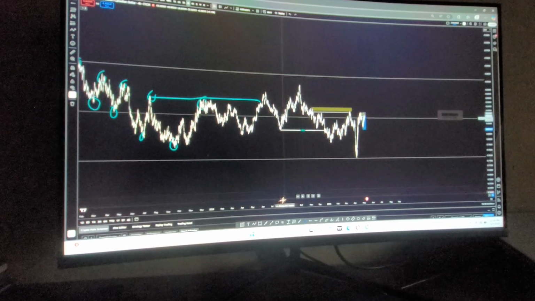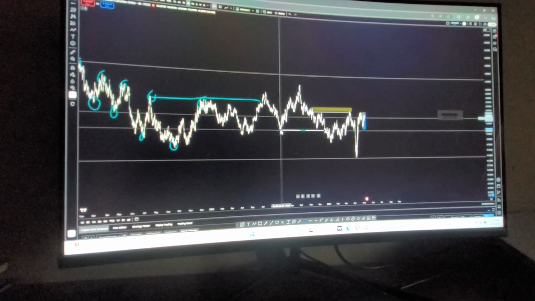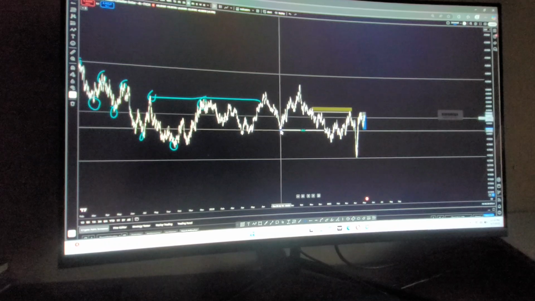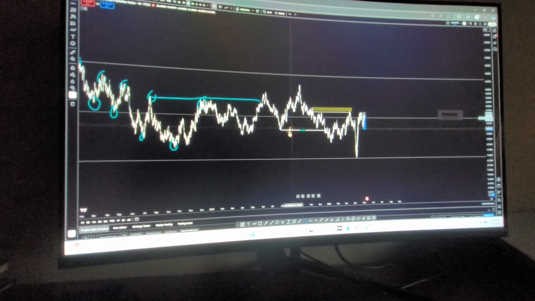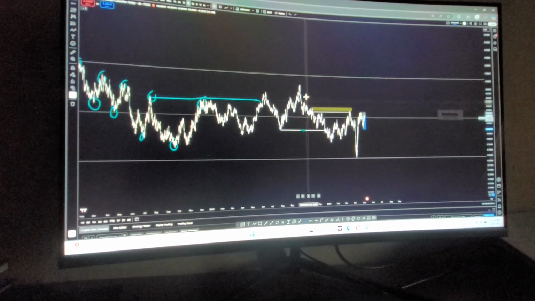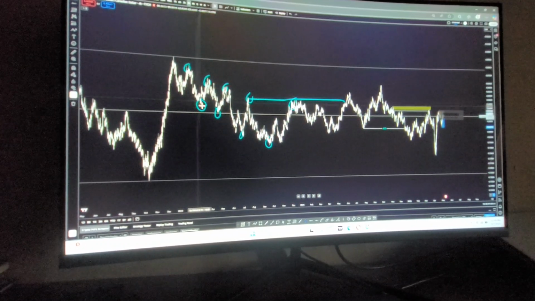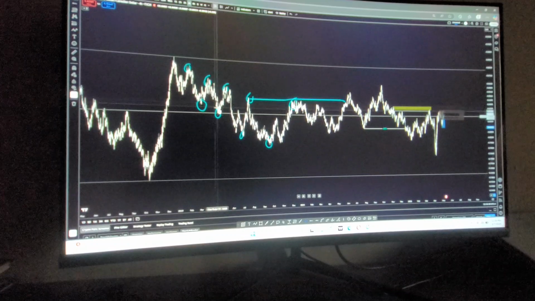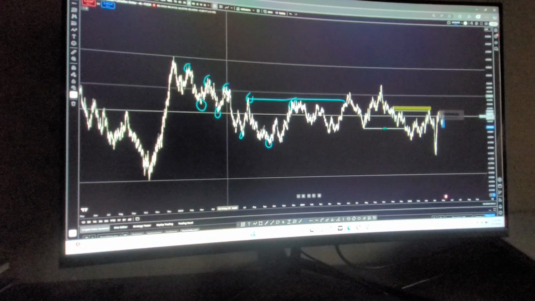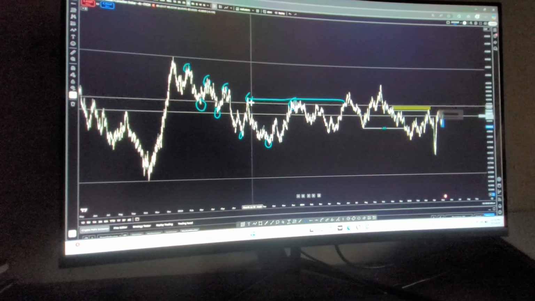Then suddenly again, price changed trend right here, breaking another 4-hour previous low. You can see now we are currently bearish. You can see how we are moving from one bearish point to another bearish point, like this.